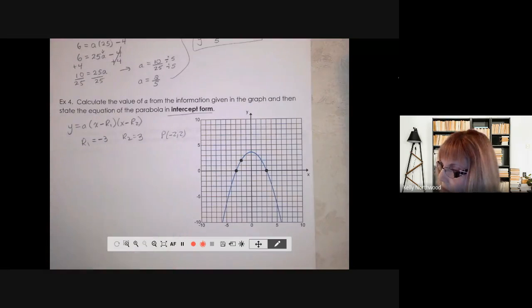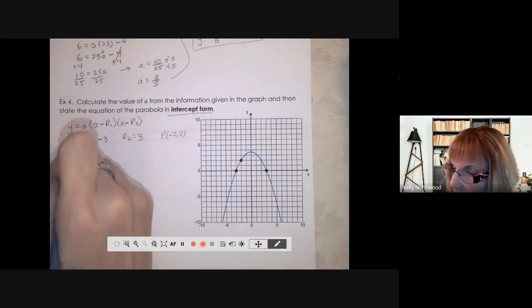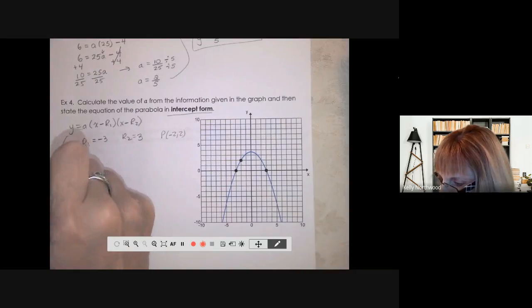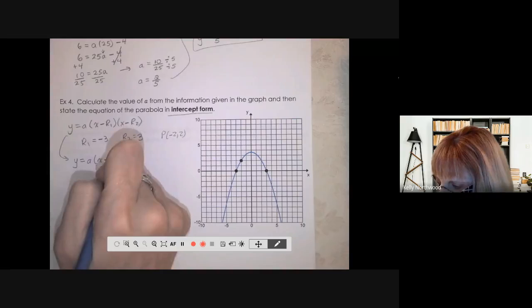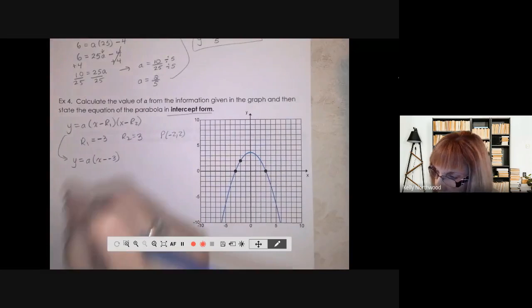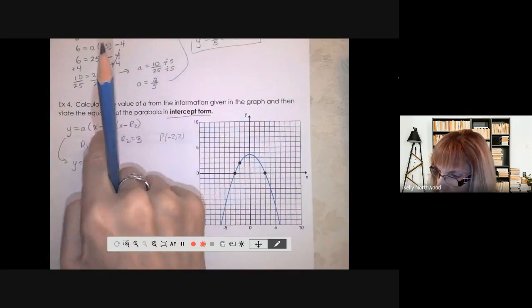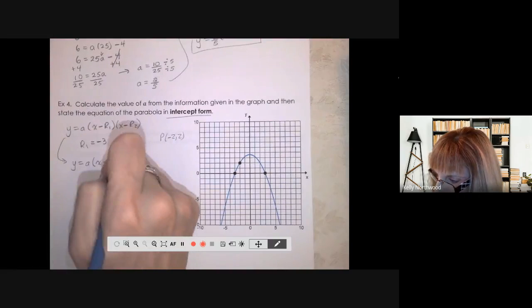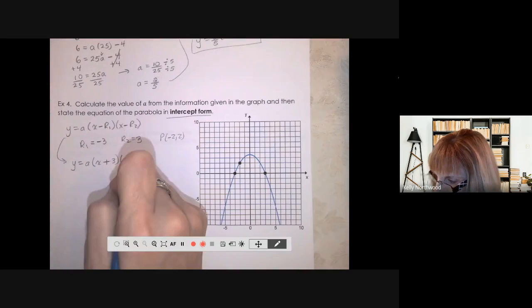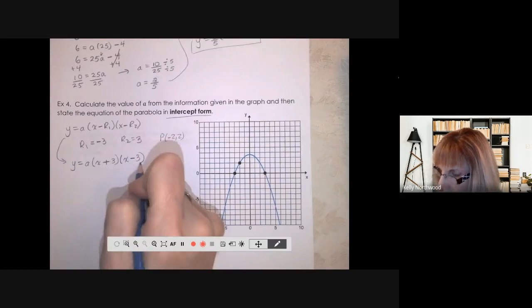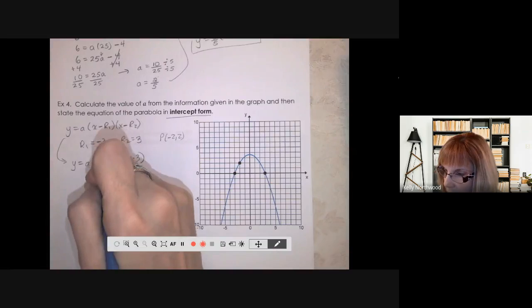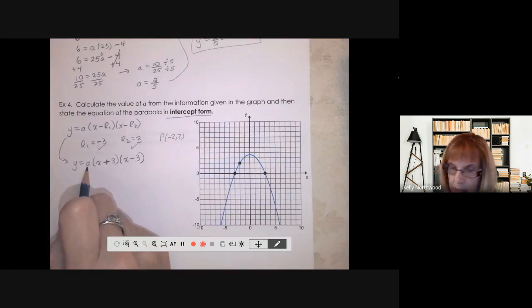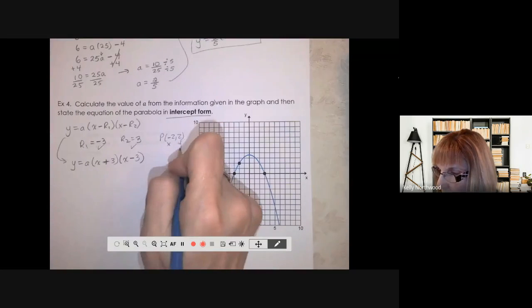So because I know these two x-intercepts, I can substitute them into the intercept form of the equation. So x minus -3 is the same as x plus 3. Remember, there's a minus in the formula. And then x minus R2 is 3. So this is just subbing the two intercepts in that you know. And then we still need to know A in order to write the parabola in intercept form. So this is where our point comes in.